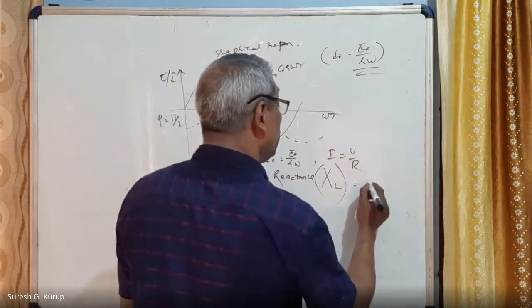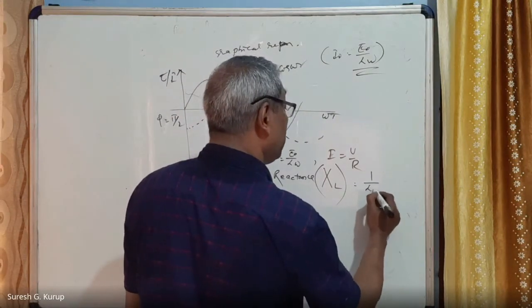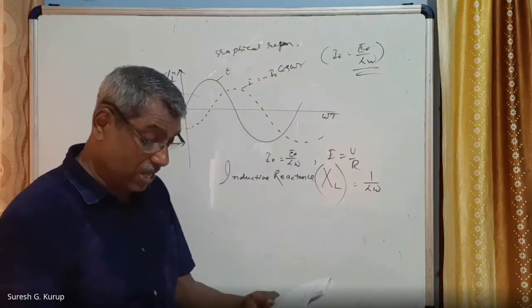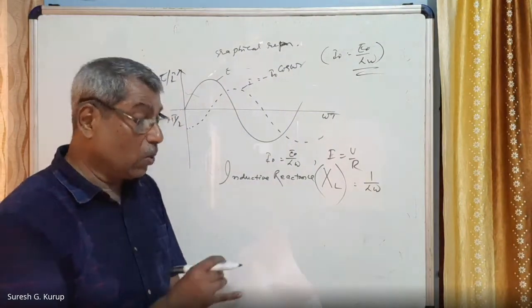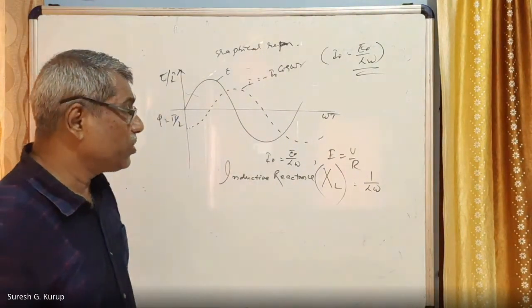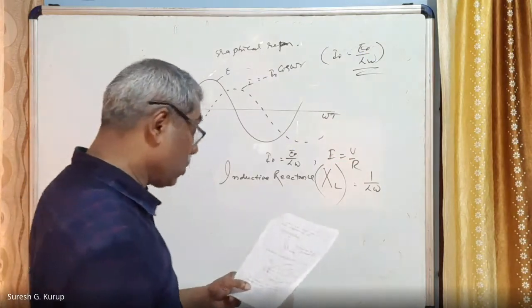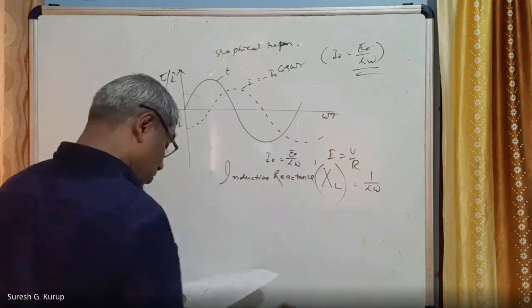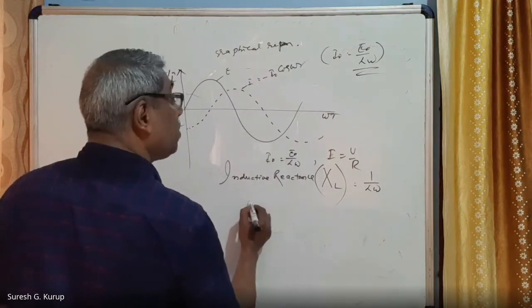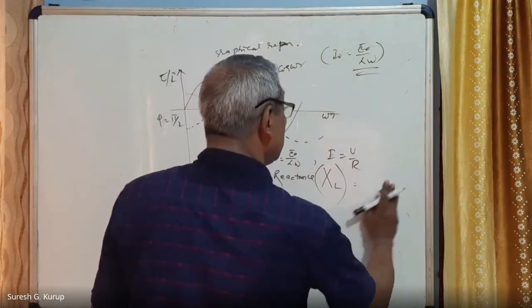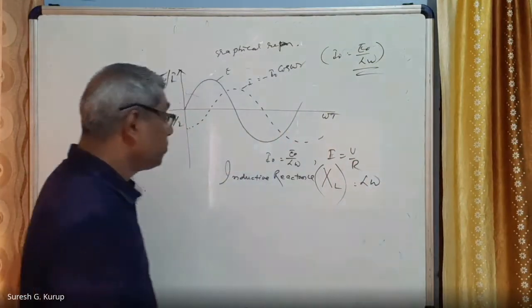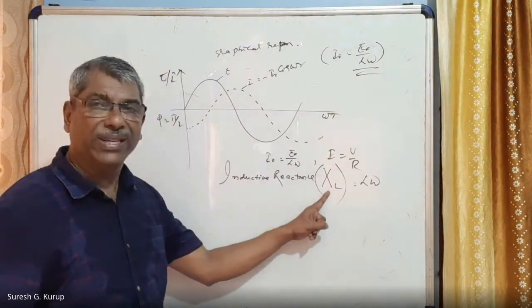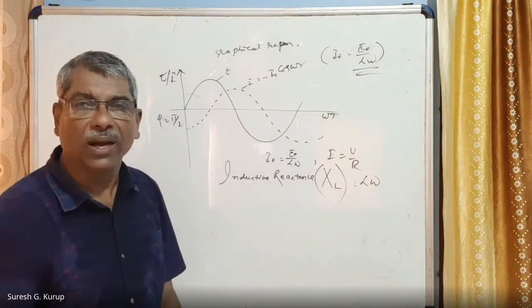XL is equal to E0 by I0, which is L omega. So inductive reactance is given by XL, and XL is equal to L omega, right?